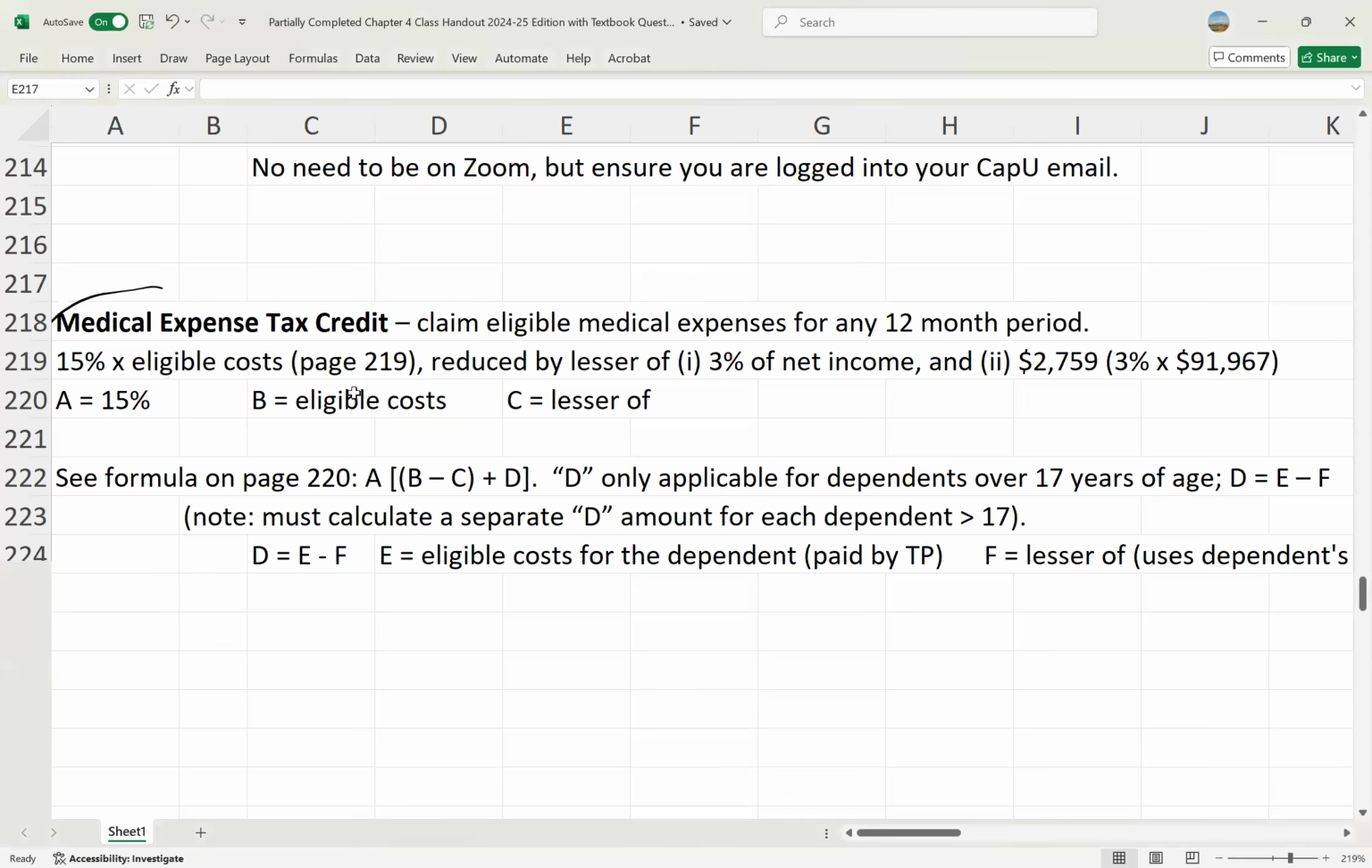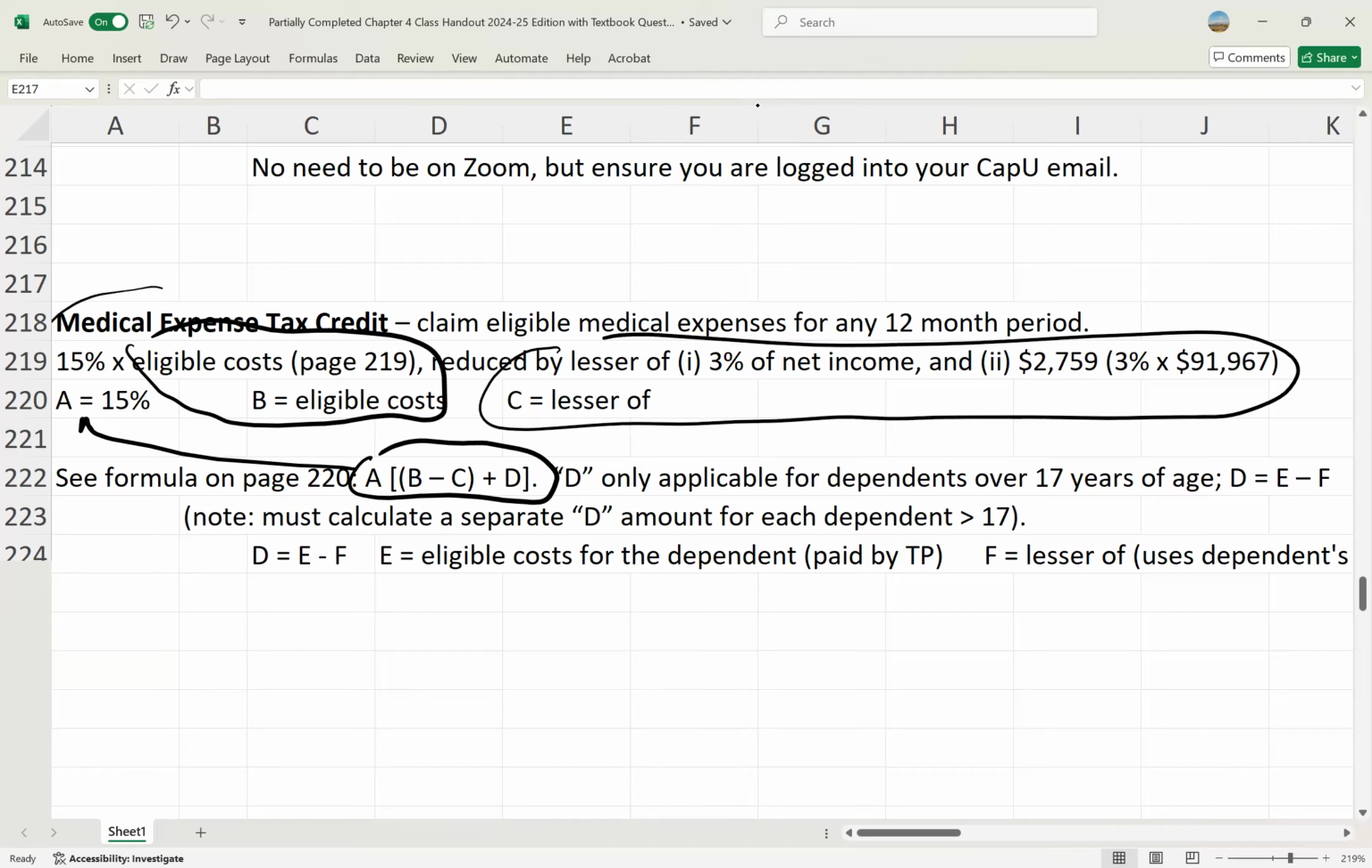In your textbook, they give you this formula: A times, in brackets, B minus C plus D. Now, A basically is 15%. Remember we said that for most tax credits, you just multiply by 15%. So that's what the A is. And then we have B minus C. B is your eligible medical cost. So those are all the costs that are deemed eligible for the medical expense tax credit. And then minus C. C is the lesser of these two amounts here.